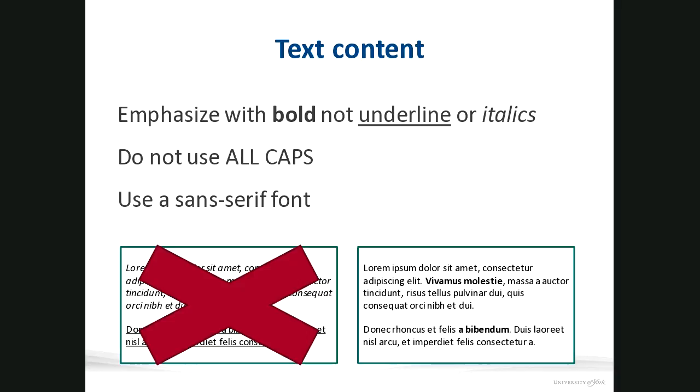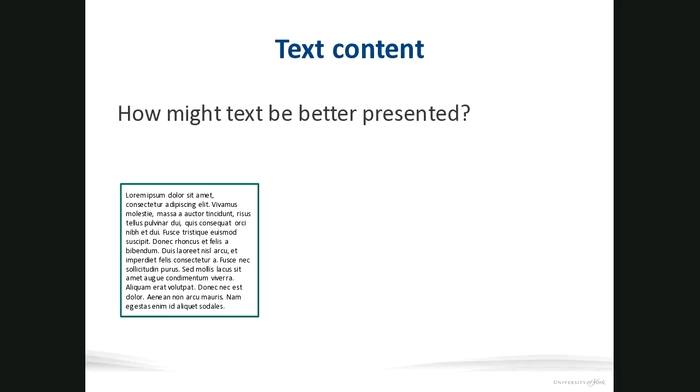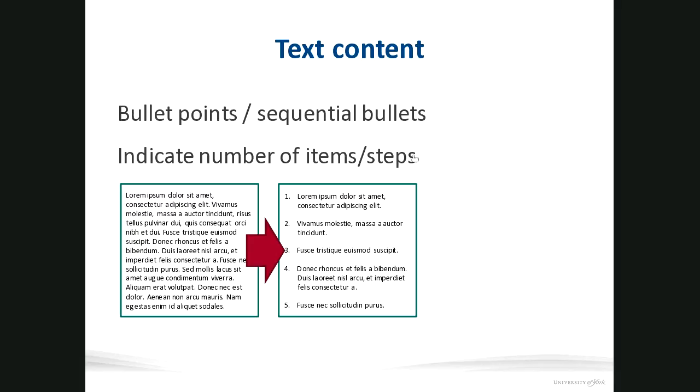So if you've got a block of text, how else might it be better presented? One of the options is to break down the text into sequential bullet points, particularly if they're task instructions. Use numerical bullet points here because that provides a sequential flow of the task itself. If it's unordered, for example, just a collection of items, you can use a standard bullet point to collect them together. It is useful, though, to indicate the number of items and steps in the introductory text, particularly if you're talking here about assignment questions.